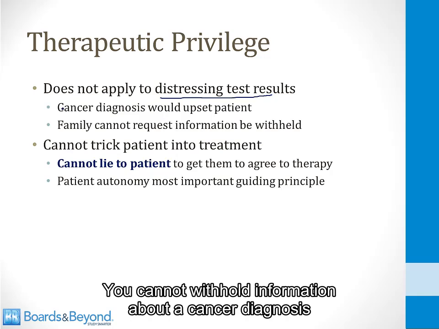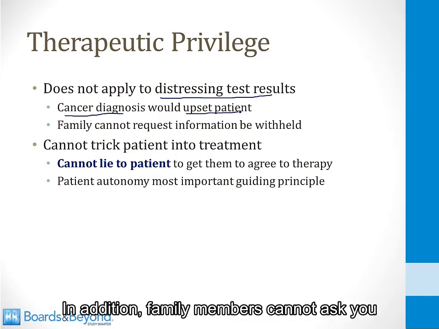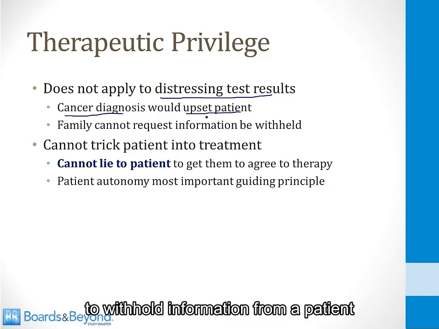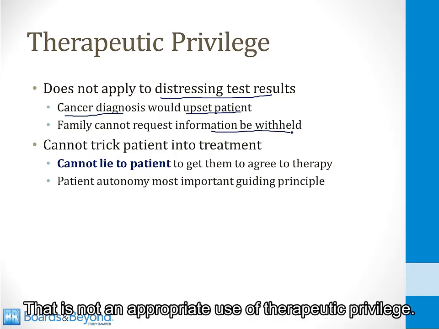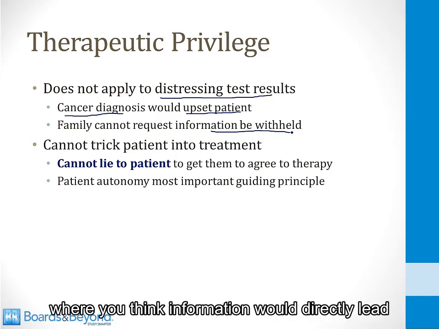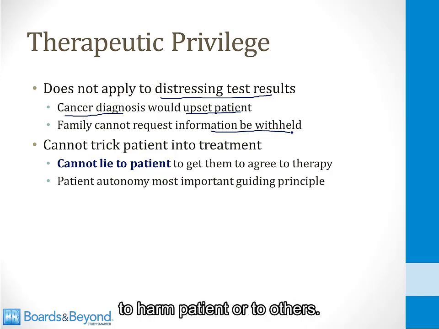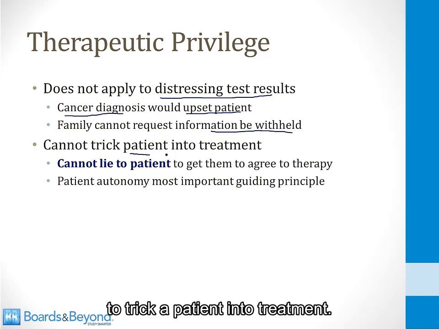You cannot withhold information about a cancer diagnosis because you think it would upset your patient. In addition, family members cannot ask you to withhold information from a patient to avoid upsetting them. That is not an appropriate use of therapeutic privilege. It's only to be used in the situation where you think information would directly lead to harm to the patient or to others. You also cannot use therapeutic privilege to trick a patient into treatment.